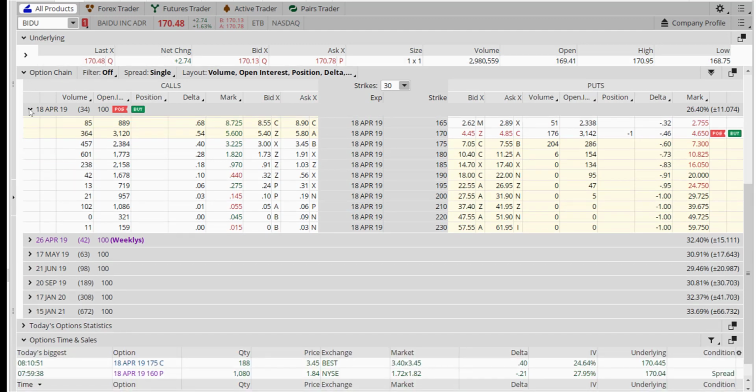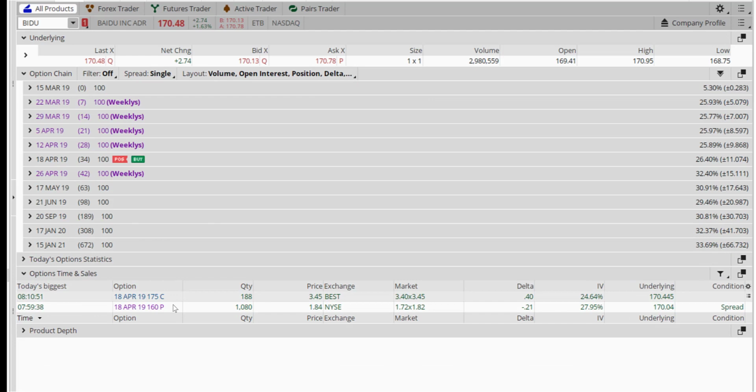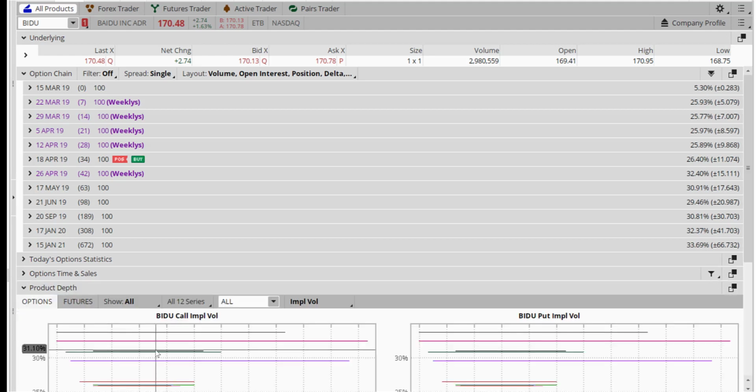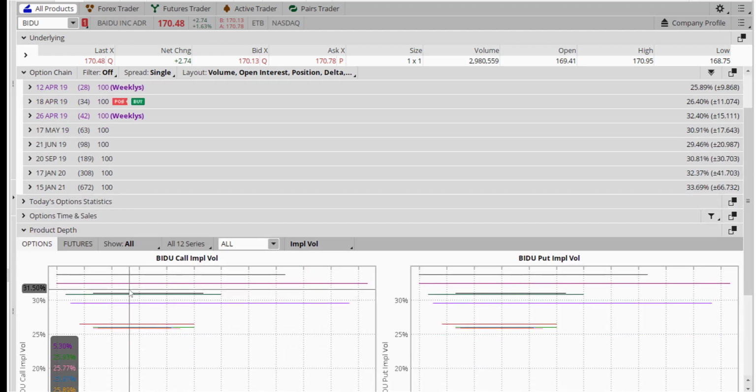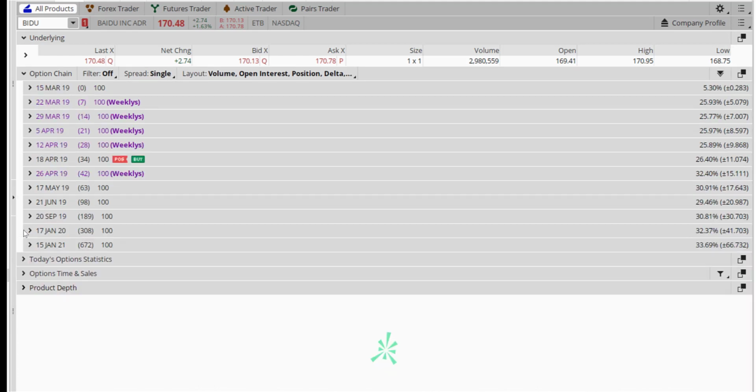Now, option time and sales will show you when some of these contracts were executed, what the time of execution was, and on which exchange they were executed. And lastly, product depth will show you the call and put implied volatility skew, which again, for retail option traders, doesn't make much of a difference. So I think that's all the information that you need to worry about when you're looking at an option chain. You can ignore the rest of it.